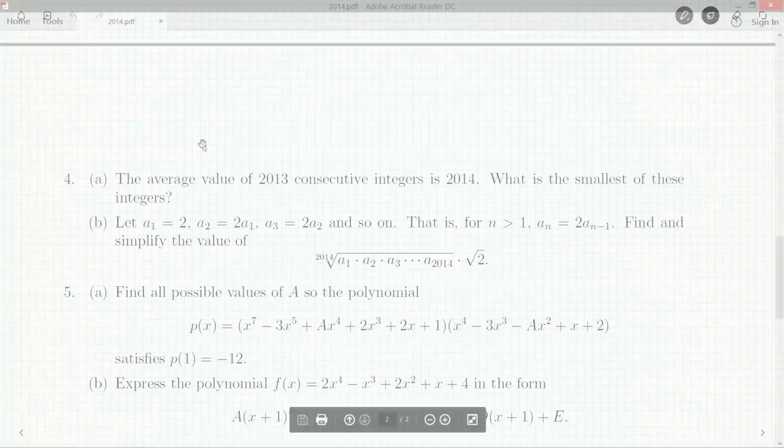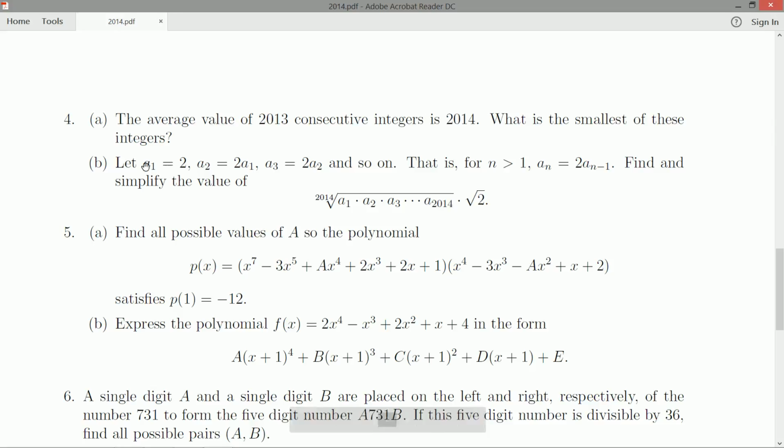Okay, B part. What does B part have for us? Let a1 equal 2. Let a2 be 2 times a1, so 4. Let a3 be 2 times a2, so 2 times 4 is 8. Looks like we're just doing powers of 2. But they are trying to hide that from us. So for n greater than 1, a_n is just 2 a_(n minus 1). Find and simplify the value of the 2014th root of the product of the first 2014 of these, times the square root of 2.